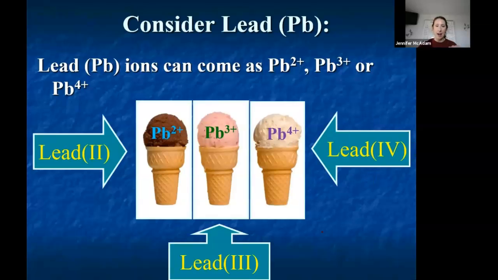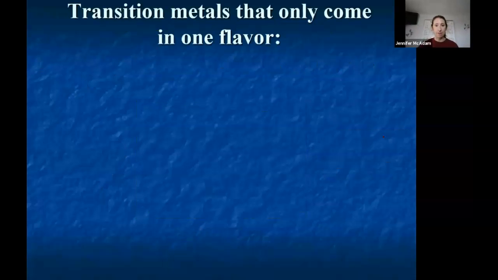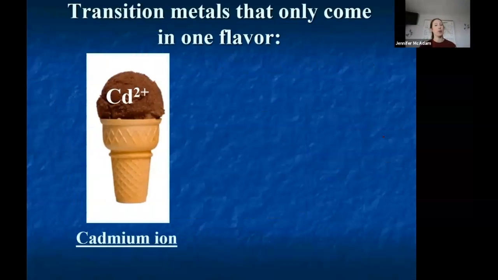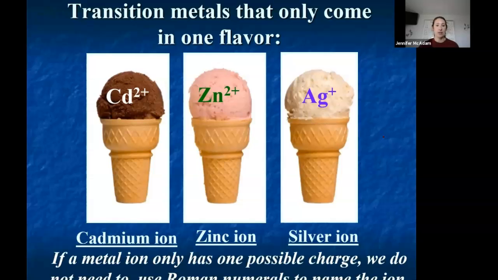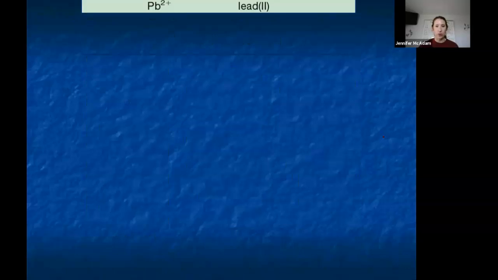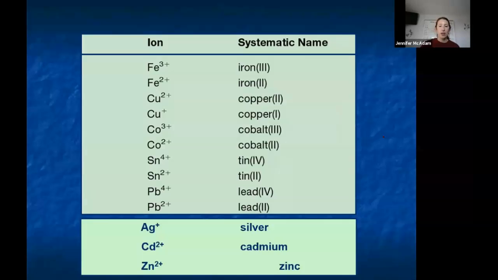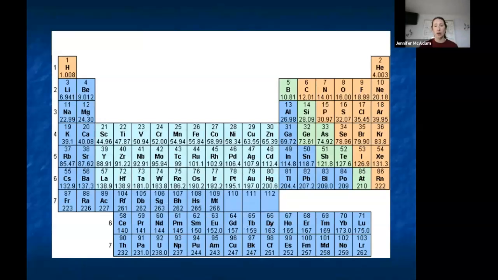But just remember, if it has a possibility of having more than one charge, you have to use these Roman numerals after the name. Now, some of them only come in one flavor. These 3 transition metals only have one charge. And because they only have one charge, we don't need to use Roman numerals. So how do you know which ones have one charge and those who don't? So here's just an example. Here's our ones that only have one charge. And all of these change. But again, you don't need to memorize those. I'm going to show you how to put this on your periodic table.